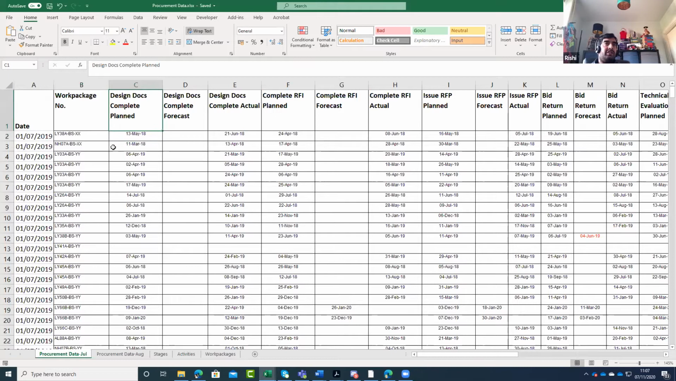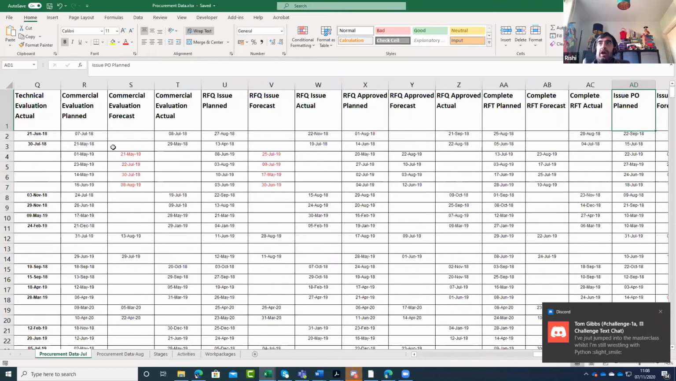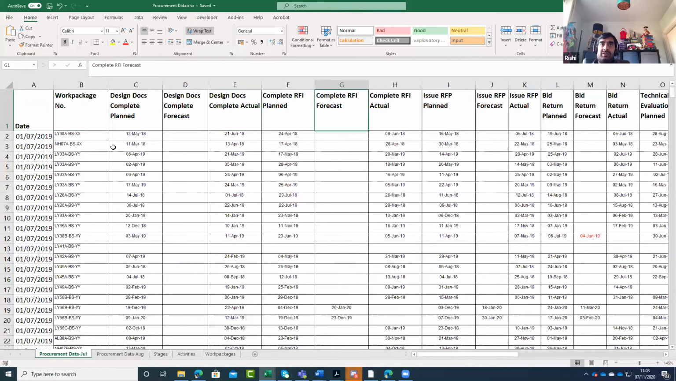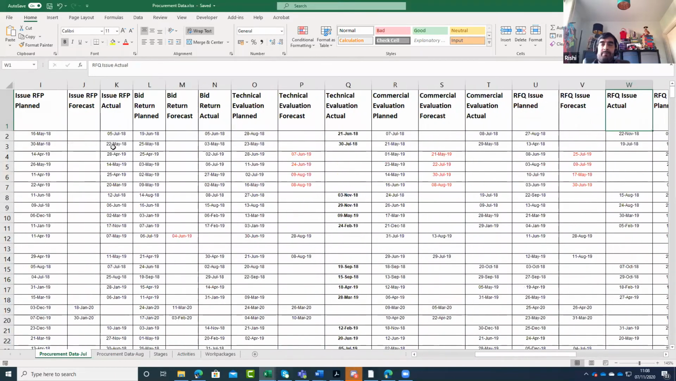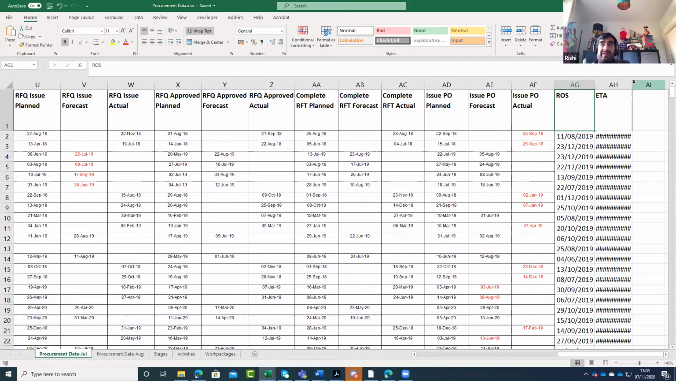And then in terms of the procurement process for each of these work packages, each one relates to a number of items which need to be procured, and they need to go through a series of steps. So this is a fairly long procurement process. We've got lots of different steps here: design documents, the RFI, the RFP, the bids return, technical evaluation, commercial evaluation, RFQ, and then issue the purchase order. And then we've got dates for each of those. We've got forecast, actual, and planned for each of these. And then at the end for that work package, we've also got a date that it's required on site.